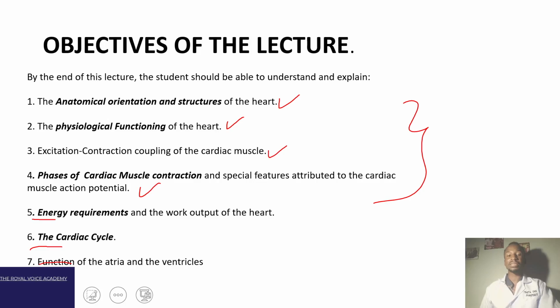But today's class is going to focus more on, we're going to begin with the cardiac cycle, and that is going to be our first objective. And then once we've tackled the cardiac cycle, we're going to do the energy requirements and the work output of the heart. And then lastly, we're going to finish with the function of the atria and the ventricles.